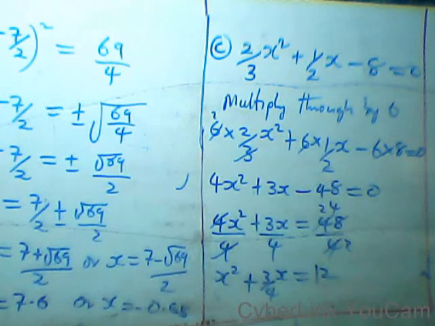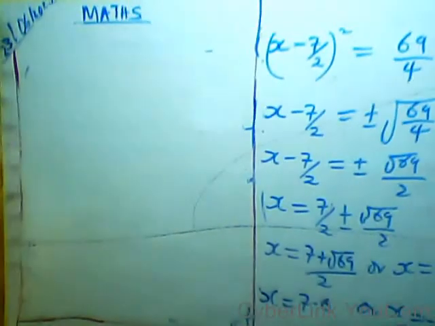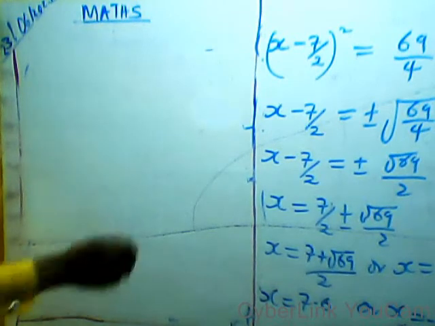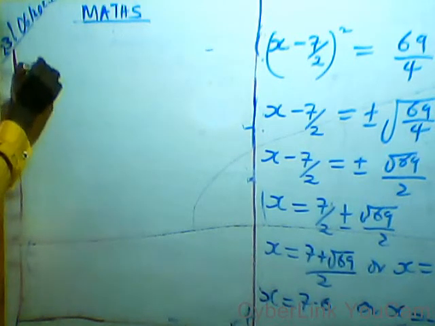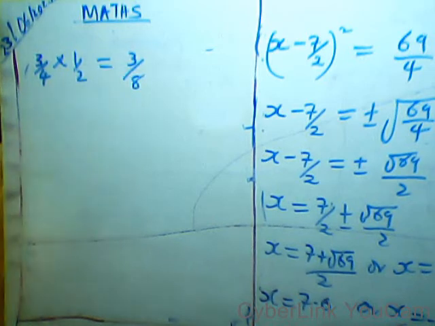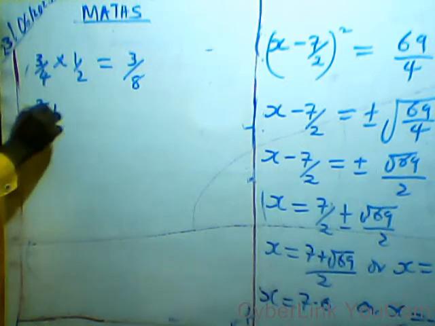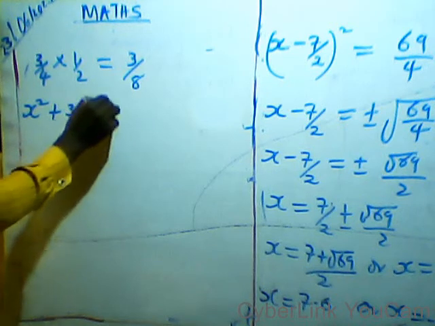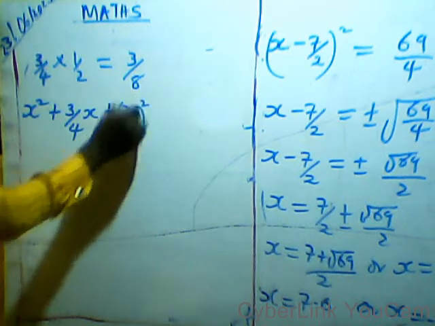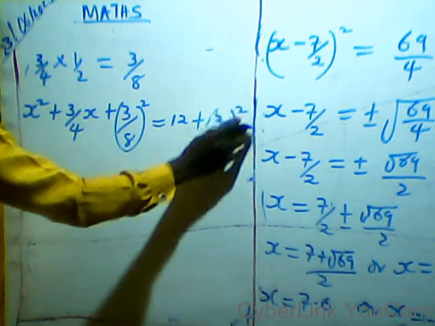So at the end of the day, we multiply half with the coefficient of x, square it, and add it to both sides. If we multiply half with the coefficient of x, we are going to have 3/4 multiplied by 1/2 will give me what? 3/8. And that's what we are going to square and add to both sides. We are going to have x squared plus 3/4 x, then plus (3/8) all squared is equal to 12 plus (3/8) all squared. So that's what we are going to have.